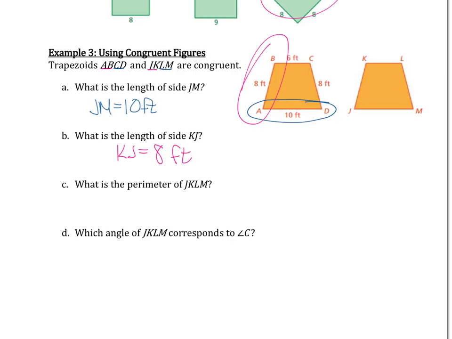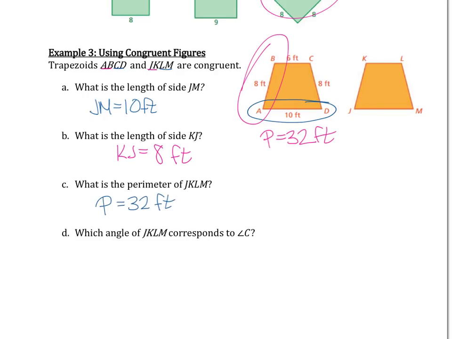For C, just as the sides are congruent, the perimeters of these 2 shapes would have to be congruent as well. So looking at the numbers that we have for ABCD, since the perimeter is 32, the perimeter of JKLM would also have to be 32.